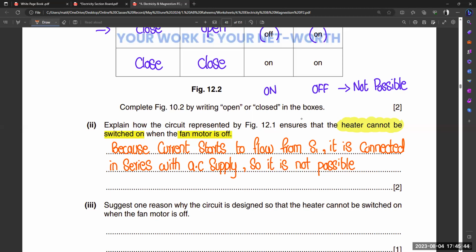Okay. So it is not possible to pass current throughout the circuit or throughout the heater.